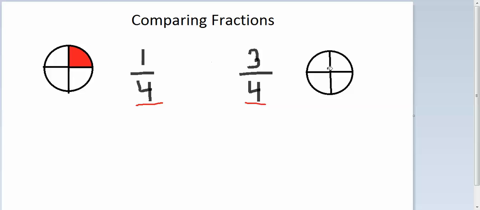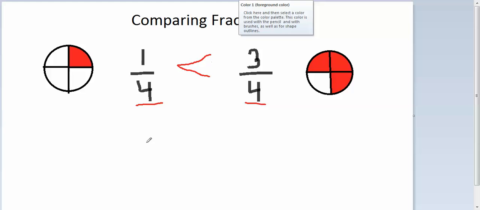1/4 is obviously less than 3/4. So we can draw our inequality sign there. 1/4 is less than 3/4, and we can see that 1 is less than 3. Very simple. However, we are not always going to have fractions that have like denominators.